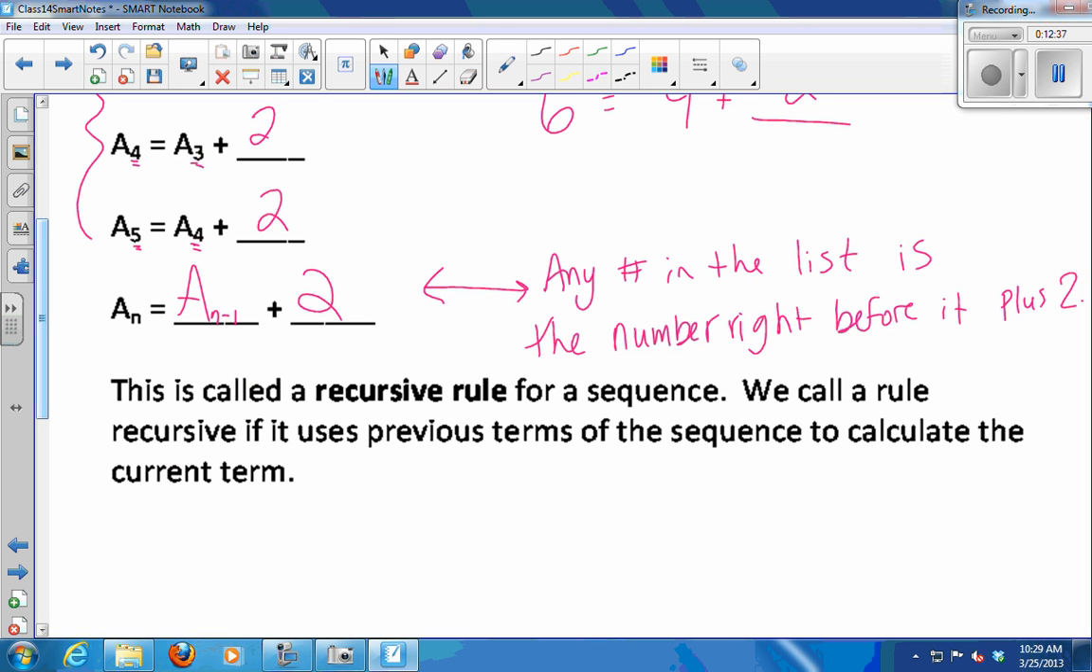This is called a recursive rule for a sequence. We call a rule recursive if it uses previous terms in the list to calculate the current term. So if you have this n minus 1, if you say the previous term plus 2, or the previous term plus anything, that's called a recursive rule.